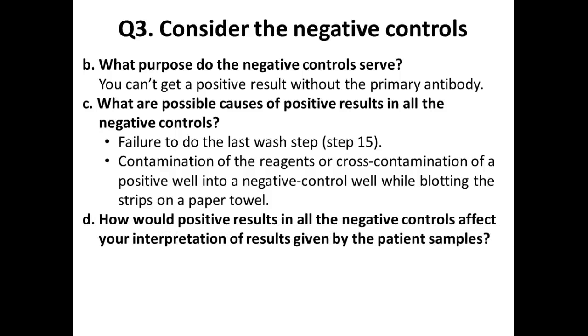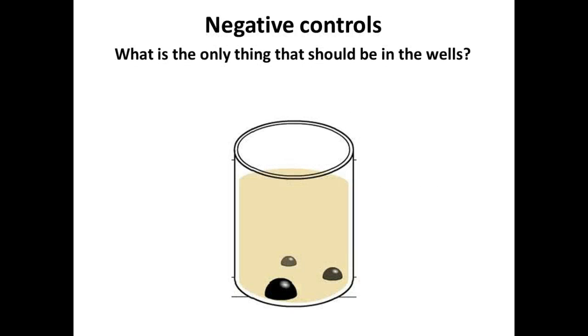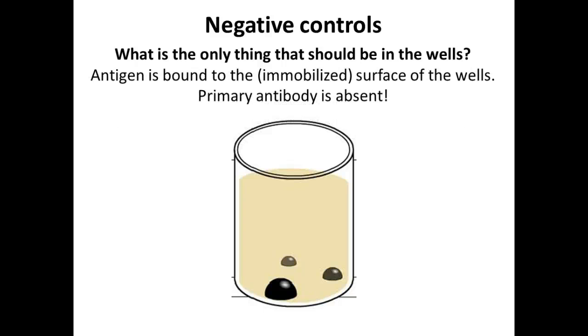Why would the positive control results and all the negative controls affect your interpretation of the results given by the patient sample? So if you get positive results in your negative control, which you shouldn't, it invalidates this test, right? There's no way you could have reliable results. Something went wrong. Negative is supposed to be negative, right? So what's in our negative wells? It should just be antigen, right? No primary antibody binding to it. That's it.